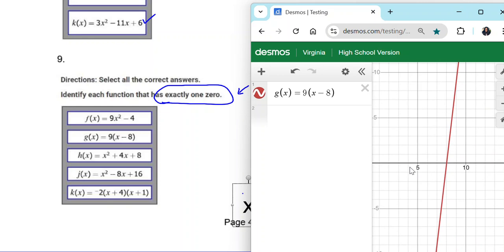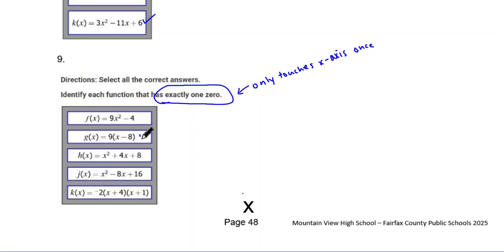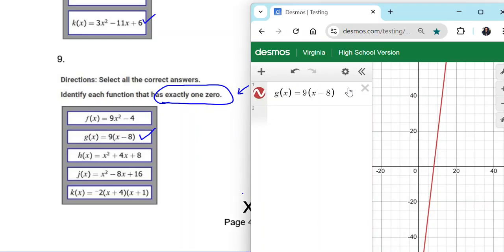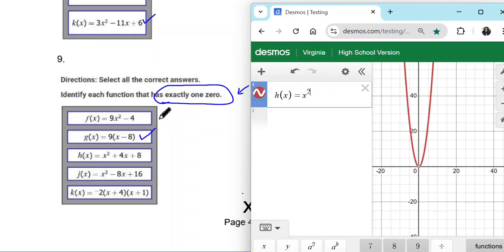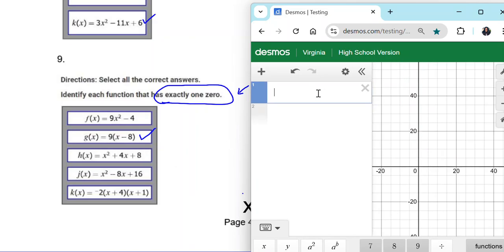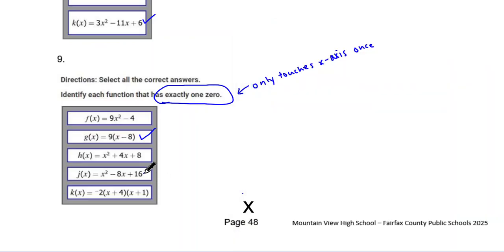This one looks like it only has 1 zero. I can zoom out, but that's just linear, so this one works. g of x works. This next one has no zeros, so 0 zeros, and I'm not going to choose that. I'm looking for exactly 1 zero. This one only has 1 zero. The vertex is touching the x-axis, which makes it only 1 zero.